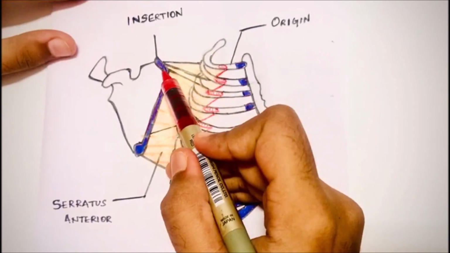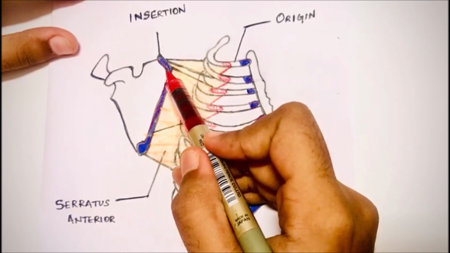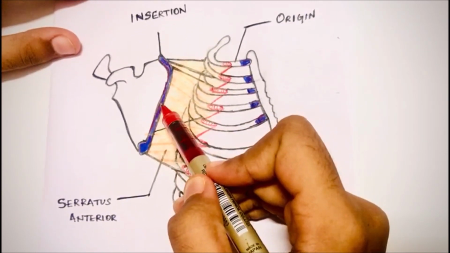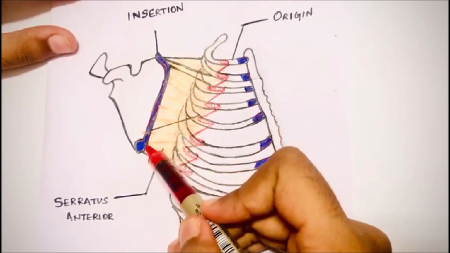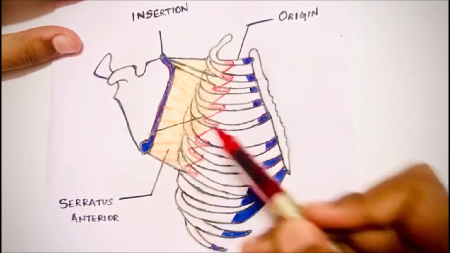It is inserted into the costal surface of the scapula along its medial border. The first 2 digitations are inserted in the superior angle, the next 2 digitations into the medial border, and the lower 4 to 5 digitations into the inferior angle of the scapula.